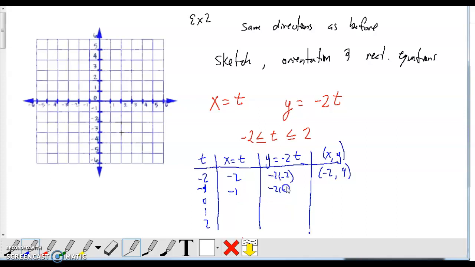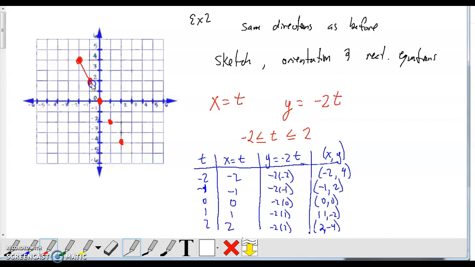So this would be negative 1, 2. And then 0, 0. That's lovely. So 1, negative 2. And then last but not least, 2, negative 4. So let's go ahead and plot these points. So negative 2, 4, right there, and negative 1, 2, 0, 0, boom, and boom, right? So negative 2 to 2.